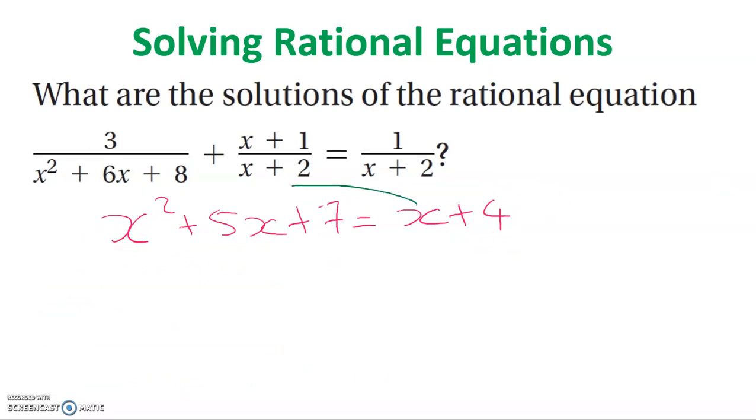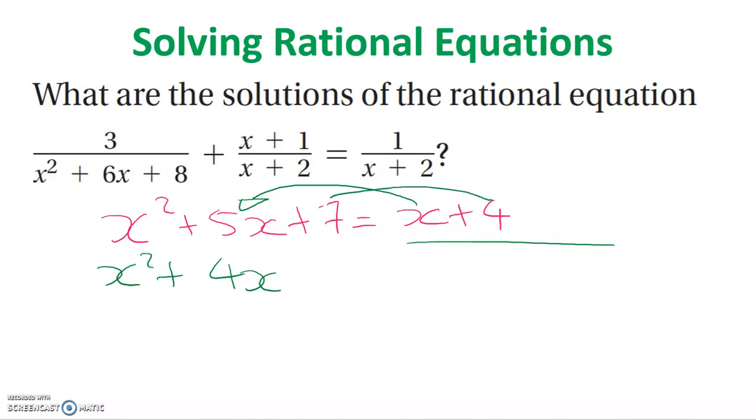Now I'm going to bring everything over to the left-hand side. So I'm going to subtract x there. So I get 4x. There is no x squared term on the right-hand side. So x squared stays as it is. I'm also going to subtract the 4. So 7 minus 4 is plus 3. And that's going to equal 0.